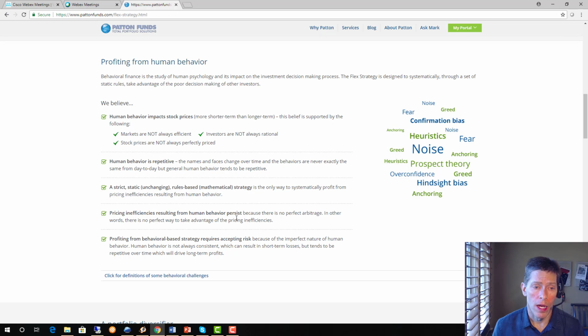going forward. And then the last one is that profiting from behavioral-based strategies requires accepting risk. So again, since human behavior is not exactly the same all the time, we're not going to get every transaction right, of course, and we're going to have our good and bad days and good and bad weeks and good and bad months and so forth. So it comes with taking risk, but we believe that this strategy stacks the odds very meaningfully in our favor based upon the decades of research that we have going back to 1963.